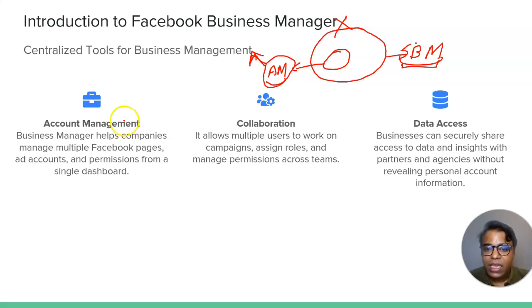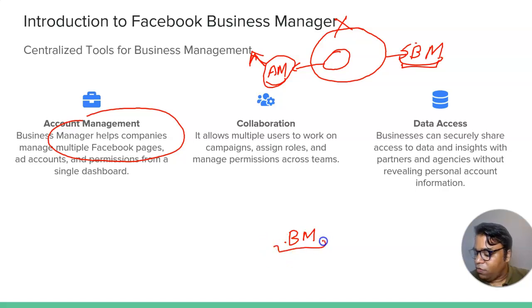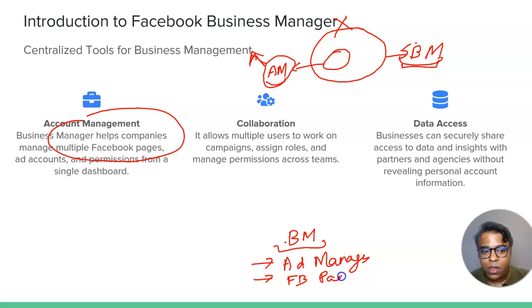cannot do. For instance, if you are say an agency or somebody who runs campaigns for a lot of clients, then it allows you to do the account management. What does it mean? That you can manage multiple pages. So a business manager will have a lot of things. It will have ad manager, it will have Facebook pages, it will have profile and a lot of things. So it allows you to manage the account. Business manager is basically, as the name suggests, business. It allows you to manage the business, and then it allows you to collaborate.